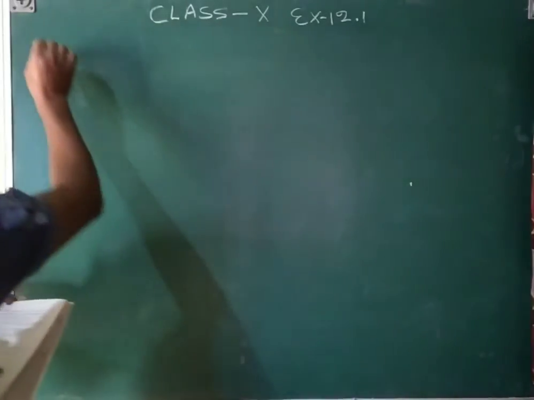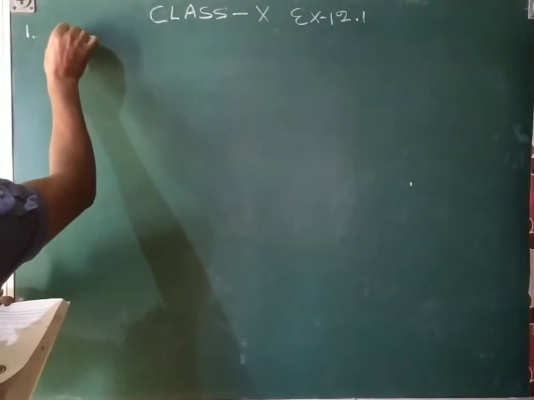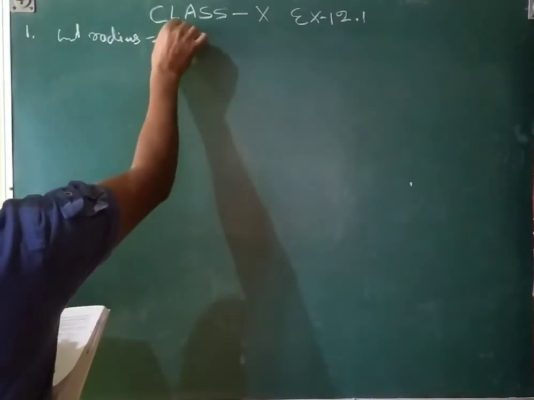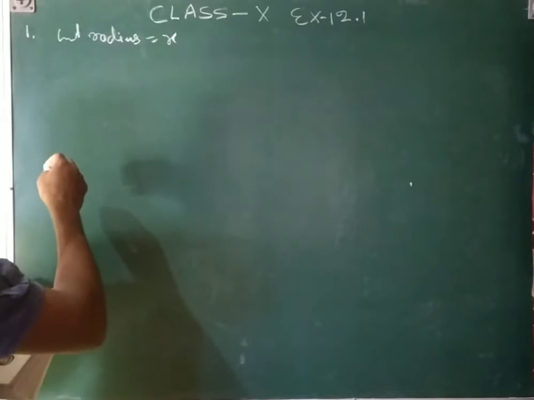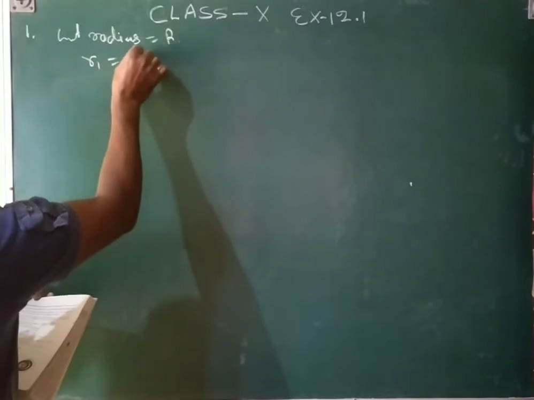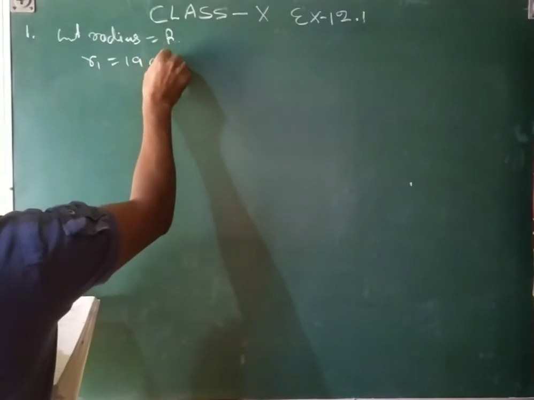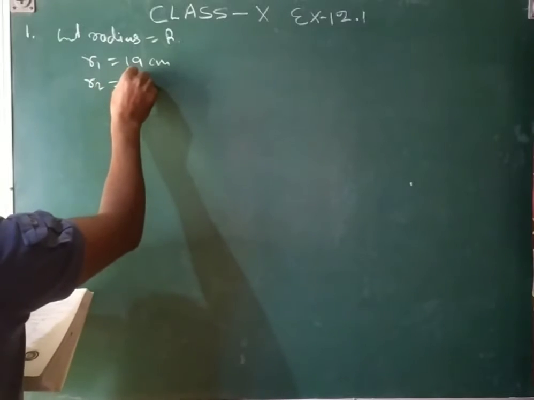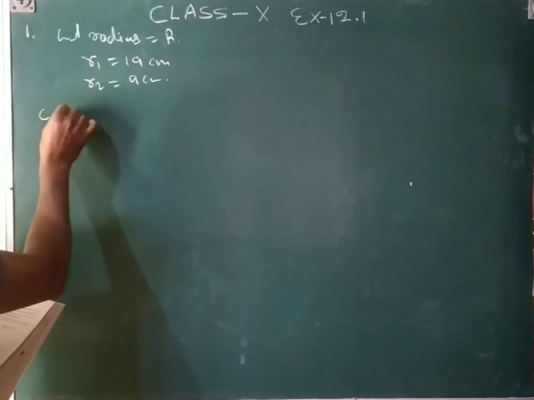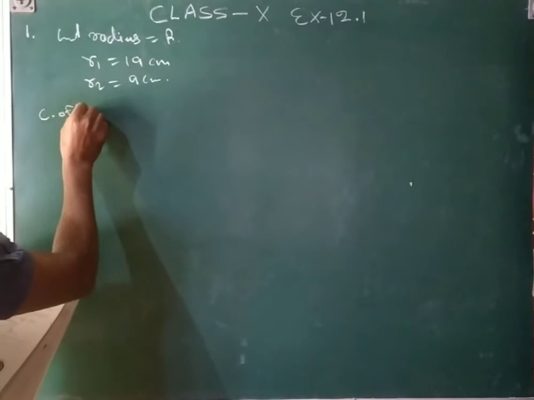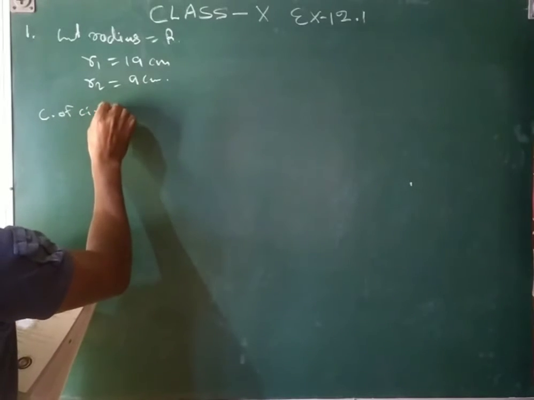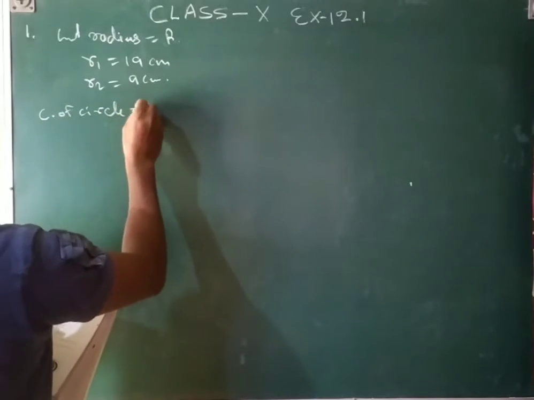So first of all, let the radius be r. Then r1 is given as 19 centimeter, r2 is given as 9 centimeter. So the circumference of that circle is equal to the circumference of the first circle plus the second circle.